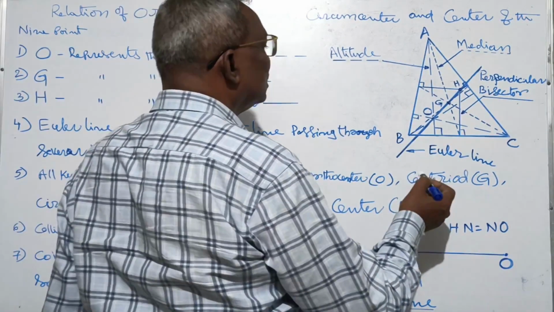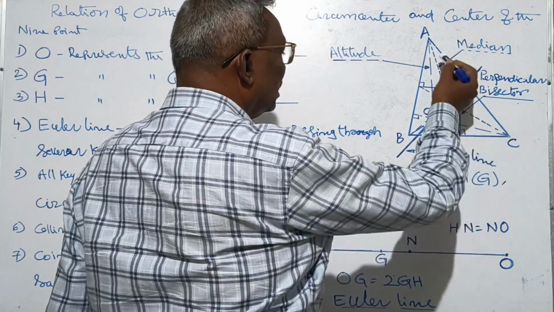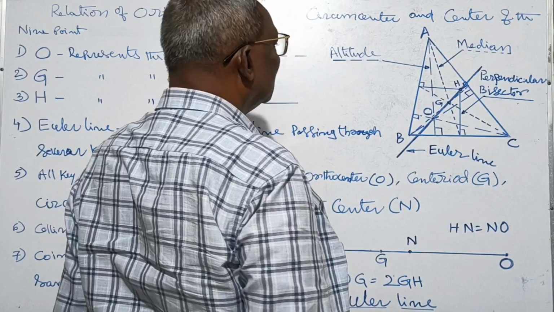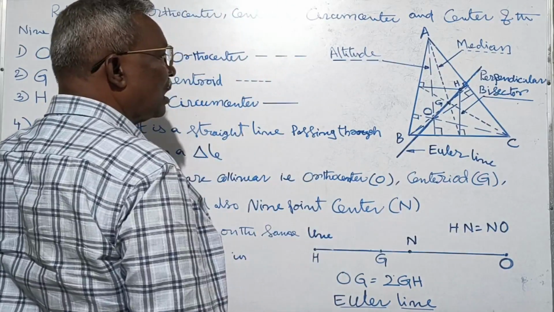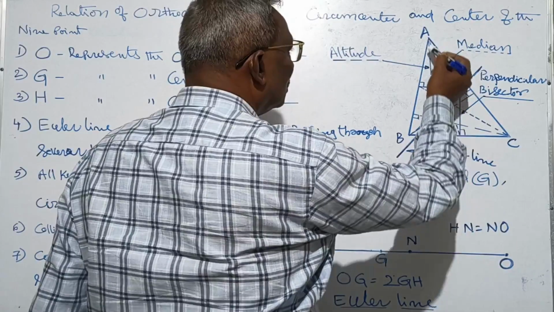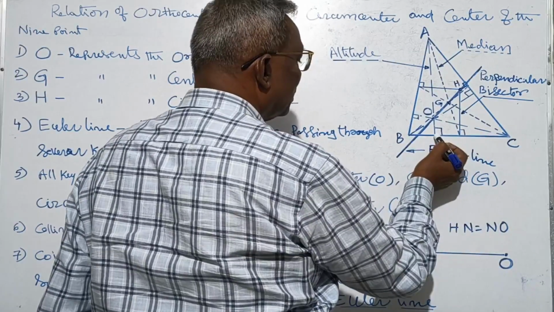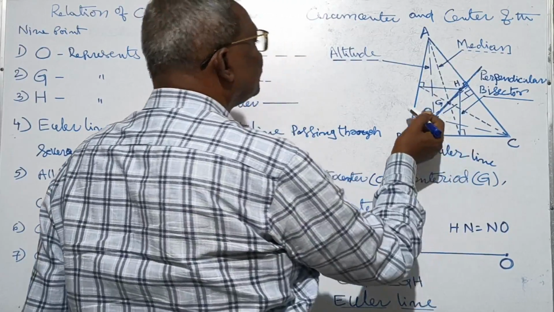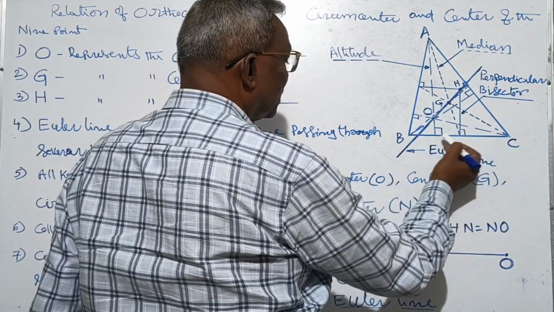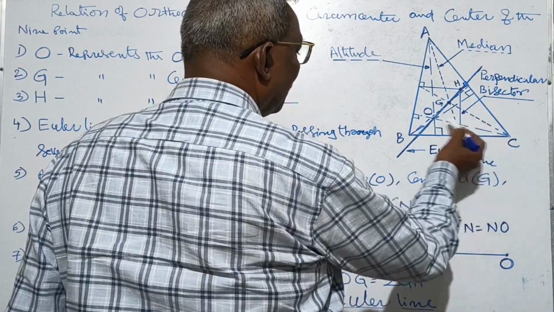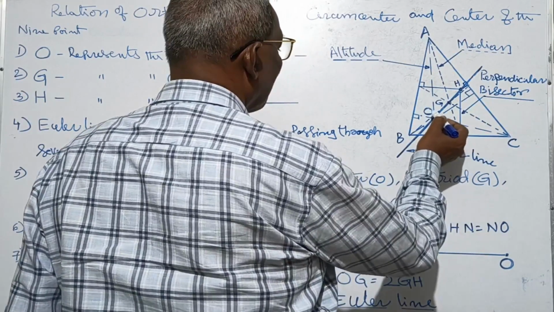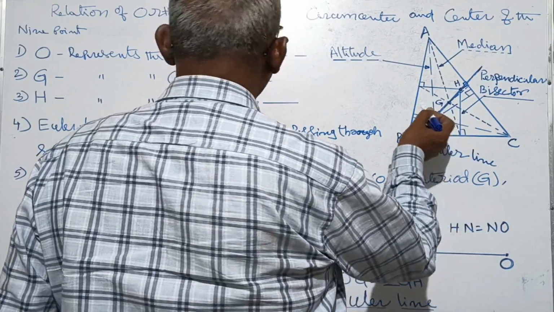Next, orthocenter means that in a triangle, altitudes are concurrent. In this triangle, the altitude from a vertex to the opposite side is a perpendicular line. Similarly for this side also. So this is the orthocenter, O.